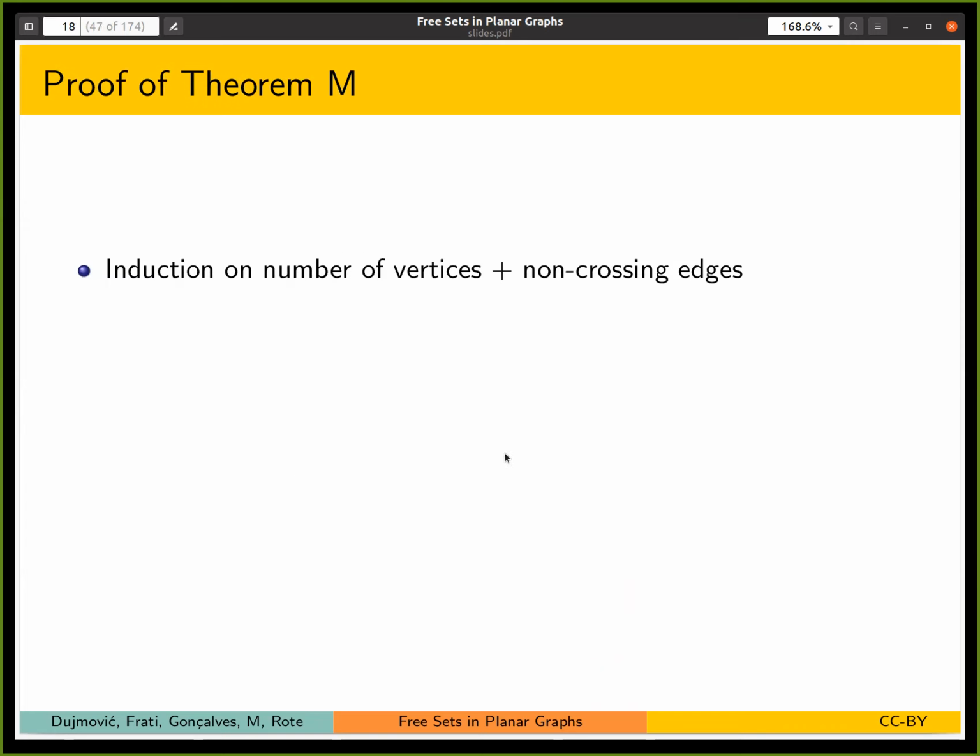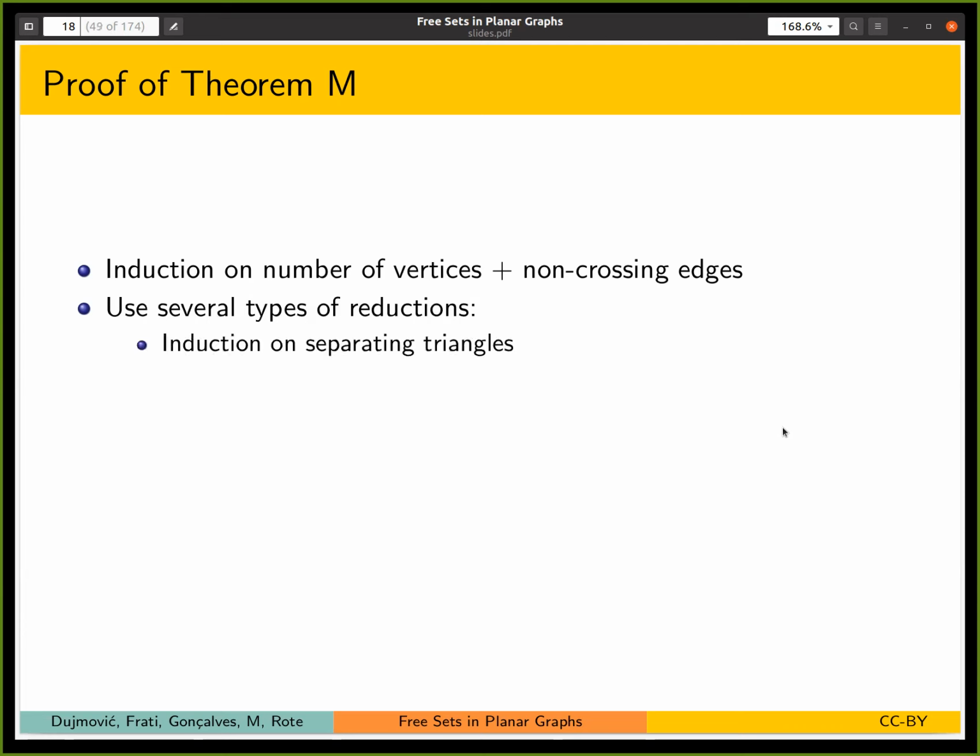And it's induction on the number of vertices plus the number of edges that don't cross the y-axis. And from this point on, it ends up being more graph theory and less geometry, less linear algebra. So the linear algebra is over. Now it's things that probably most of us are more comfortable with.